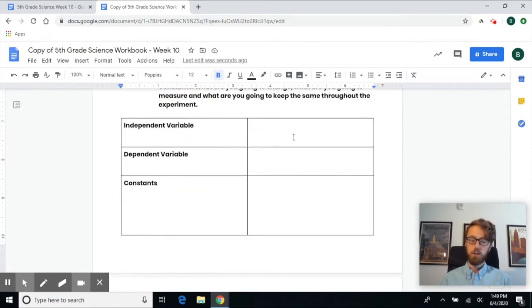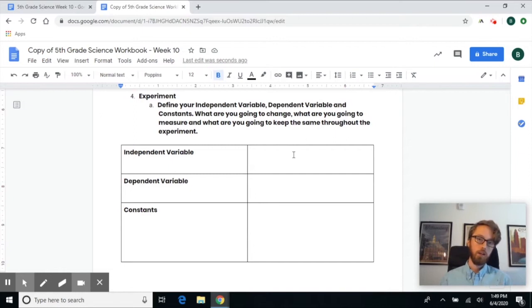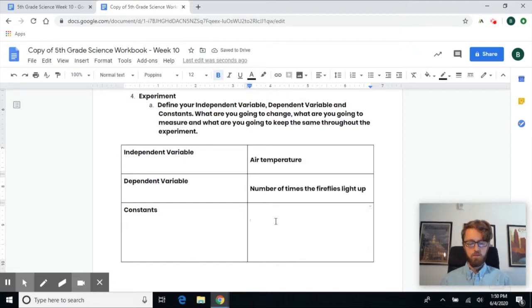So in our chart here, fill out what your dependent, independent variables are now. Pause, take a moment to do that. Now that we have the independent and dependent variables of our experiment, we need to think about the things that remain the same or constant so that we can look at just that one thing we're changing.